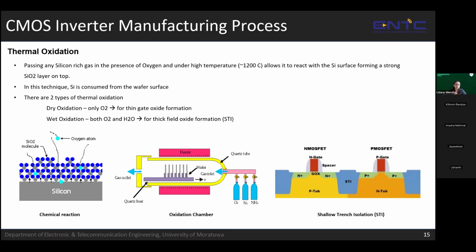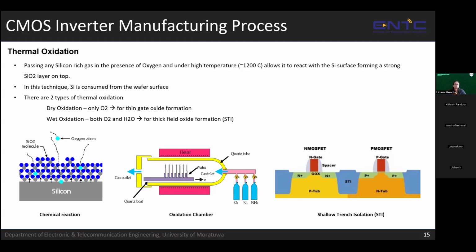How? There's a chamber like this where we put our wafers in and you let oxygen go in. And when there's oxygen, silicon very easily forms silicon dioxide. This is formed only in the part which is exposed. That's why we always have these protective layers where we don't want it to be formed. And there are 2 processes. One is called dry oxidation, where we introduce only oxygen, while in wet oxidation, we introduce both oxygen and water vapor.